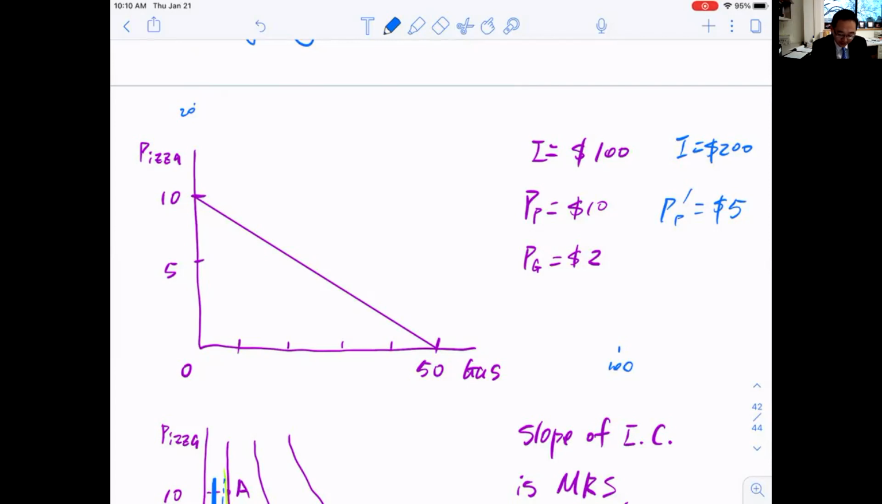Okay, so at $5 a pizza, while gas price doesn't change, this end doesn't change on your budget constraint, but your budget constraint is going to go to 20 like this. You can afford now more pizzas, right?